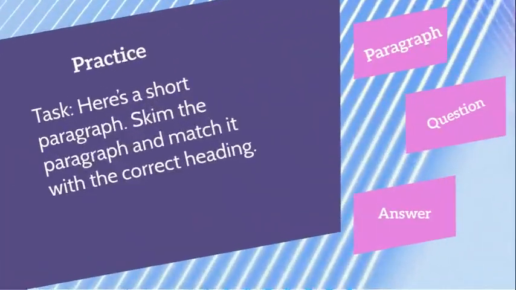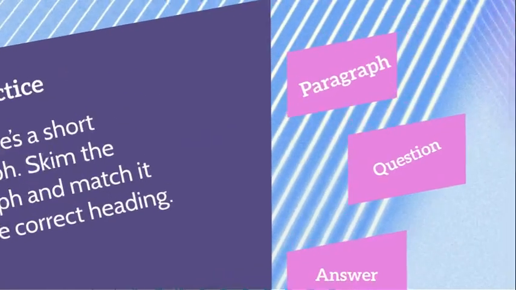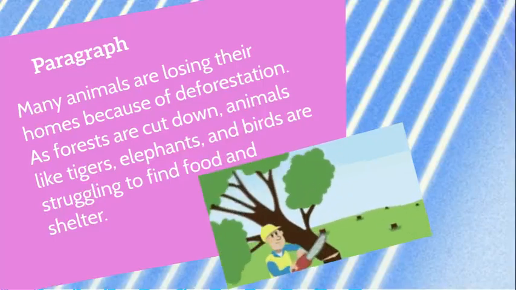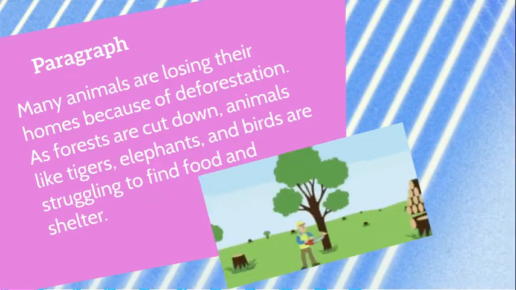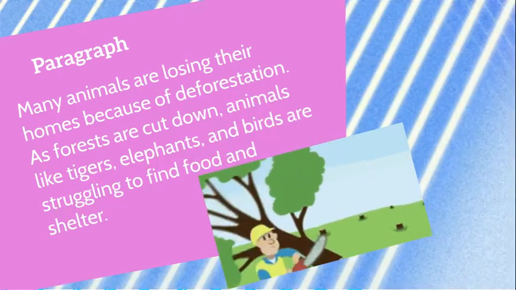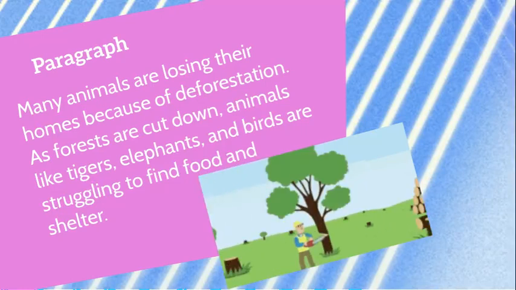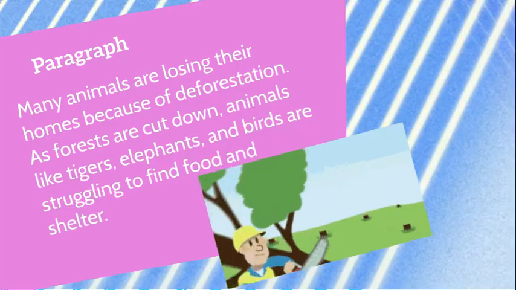Now, let's practice. Here is a short paragraph. You skim the paragraph and match it with the correct heading. The paragraph is this. So quickly skim. Don't read each and every word. Just skim through it. Animals, deforestation, forest, cut down, animals, tiger, birds, elephant, food, shelter. Now these are all the important words.